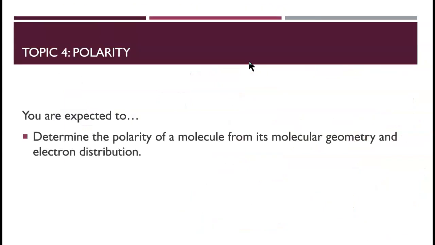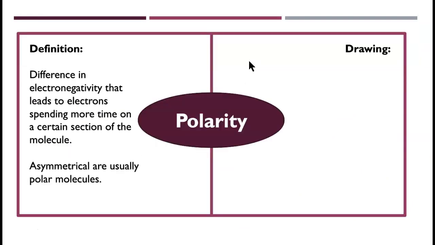All right, now last problem for unit 4 is polarity. What is polarity? Remember, it's the difference in electronegativity that leads to electrons spending more time on a certain section of the molecule. It's asymmetrical and usually polar molecules. So one thing I do want you guys to remember is we draw dipoles. Remember, it shows the negative end. It's just basically an arrow showing the pole of electrons. And then on the opposite side would be the positive tail, where more than likely the element's going to be positive. So for instance, let's look at H bonded with F, fluorine.